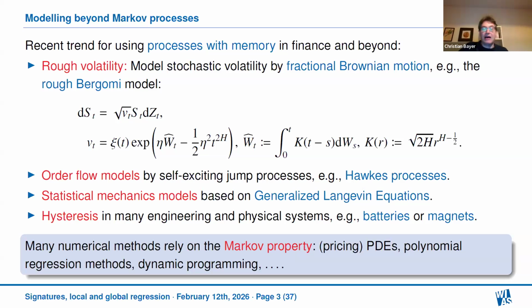So in a way, non-Markovian processes with memory tend to have very high dimensional state spaces, even if they present themselves like this rough volatility model here, for instance, as a two-dimensional process. In some sense, there is an infinite dimensional process behind.